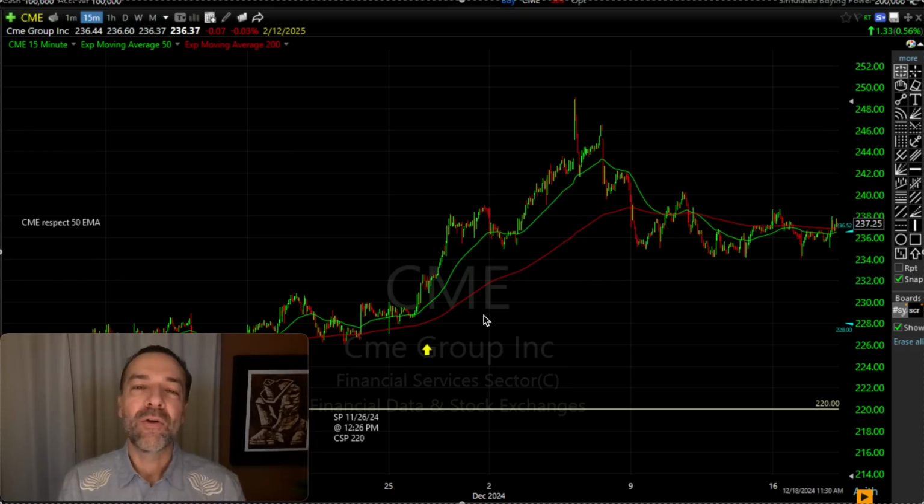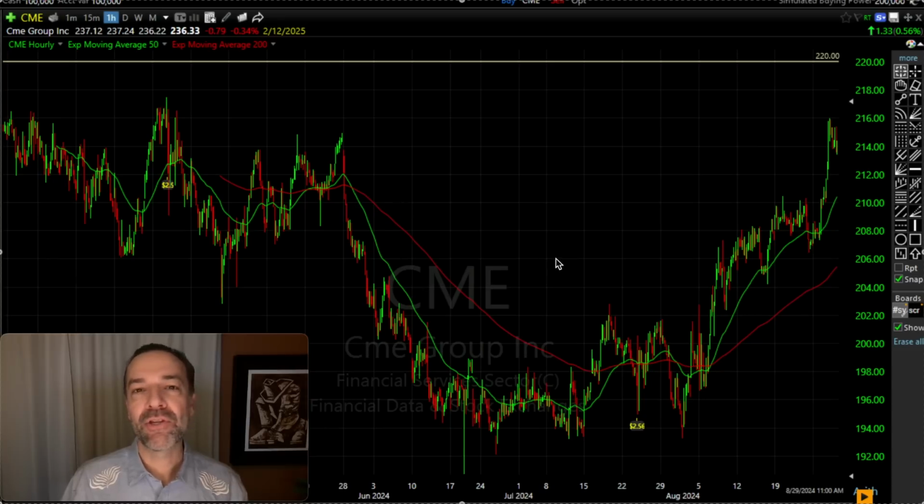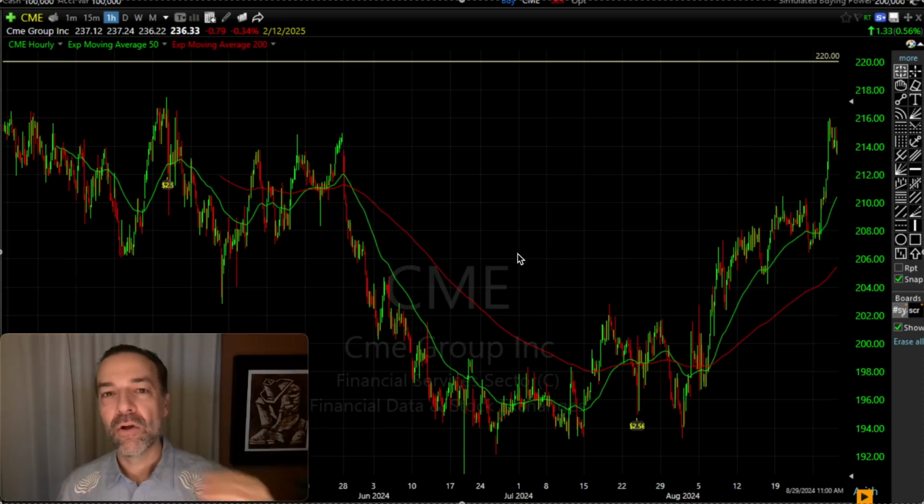But let's say our rocket wasn't quite so cleared for takeoff. Or in other words, let's just say that some of these time frames conflicted. Would I just not do the trade, or how would I handle that situation? Well, personally, I like to lean more on those longer time frame charts. So let's say, for example, the 15-minute and maybe the hourly chart showed that CME was in a decline or was in a downtrend.